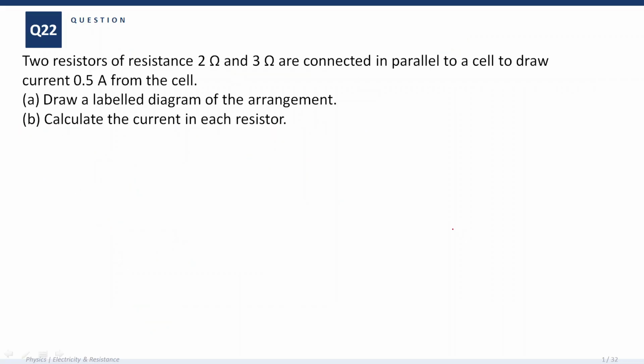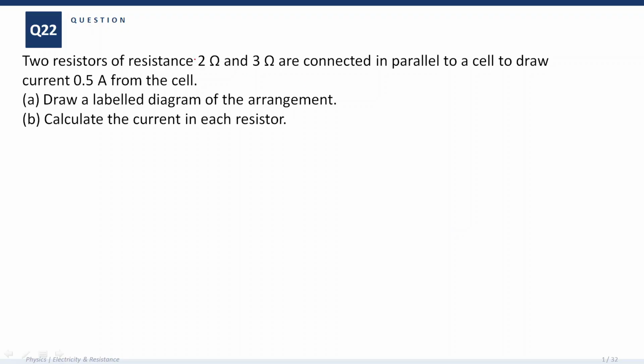Two resistors of resistance 2 ohms and 3 ohms are connected in parallel to a cell. Draw a current of 0.5 amperes from the cell. Draw a labelled diagram of the arrangement. Calculate the current in each resistor.